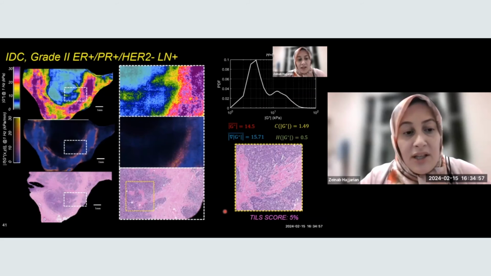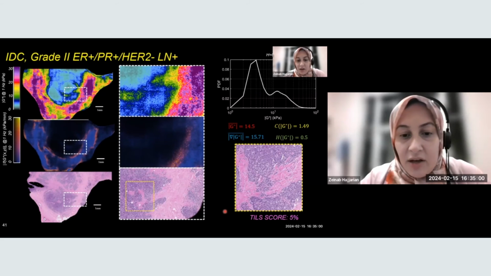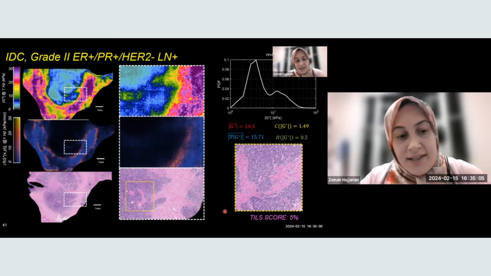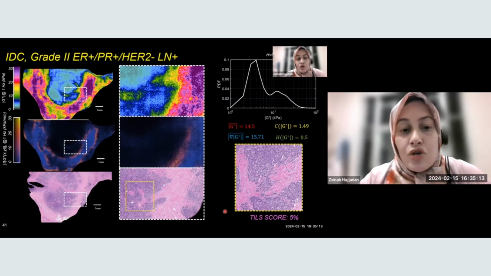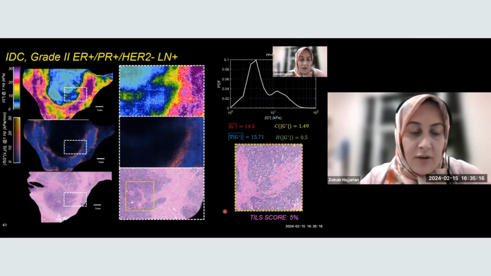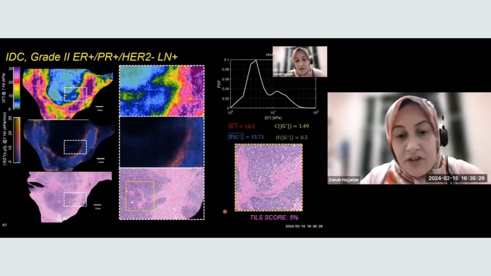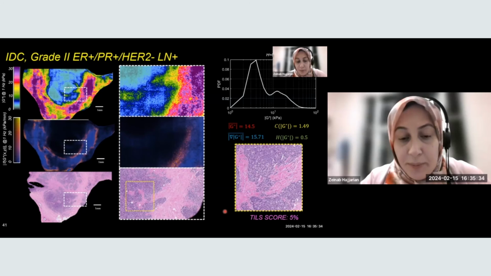So in the same specimens that we had calculated, we looked into the correlation between these micromechanical heterogeneity indices and the TILs score, which is the concentration of tumor infiltrating lymphocytes in the intratumoral stromal component of the specimens that we have collected. As I flip through these slides, you can see that there is a clear correlation between the percentage of tumor infiltrating lymphocytes in the stromal component and the overall stiffness of the tumor.